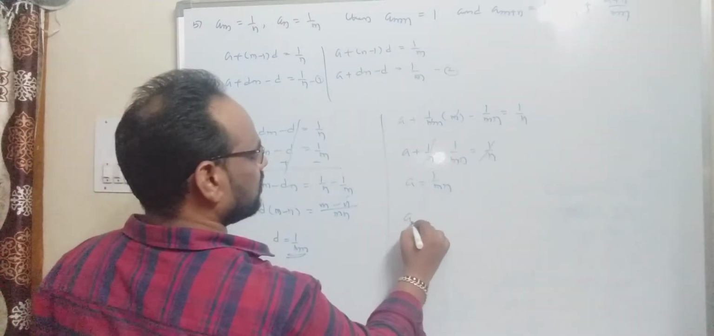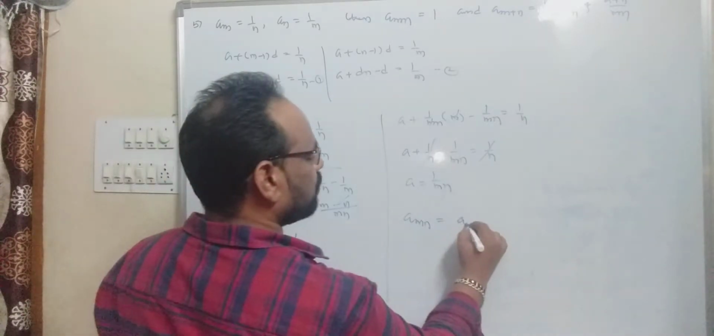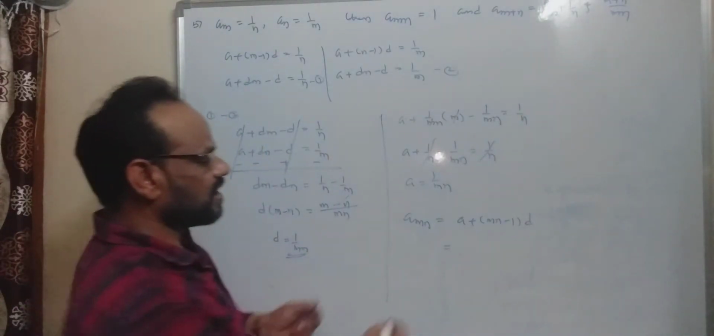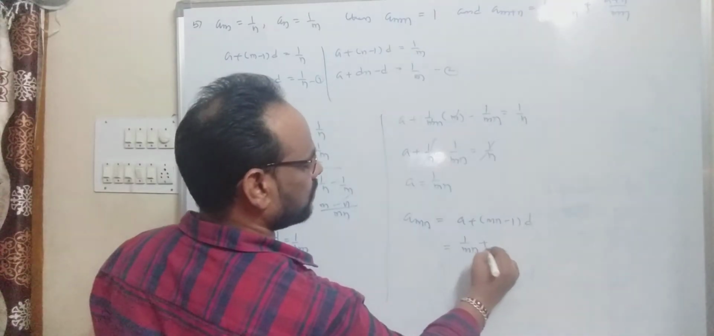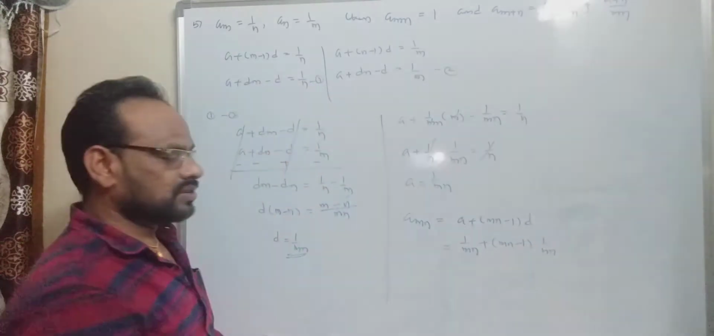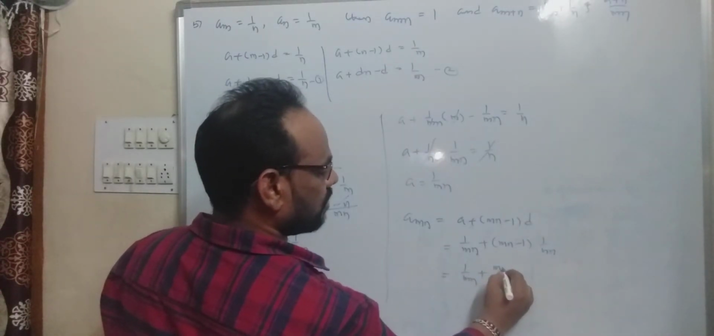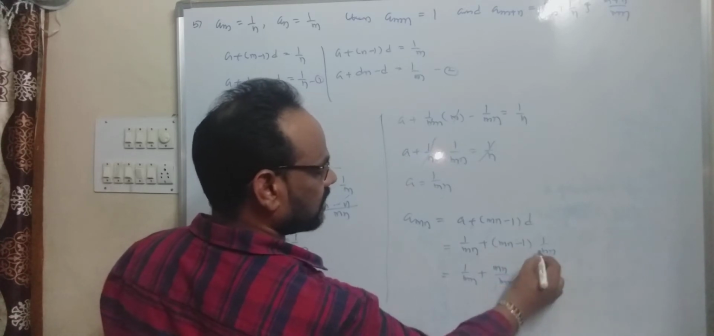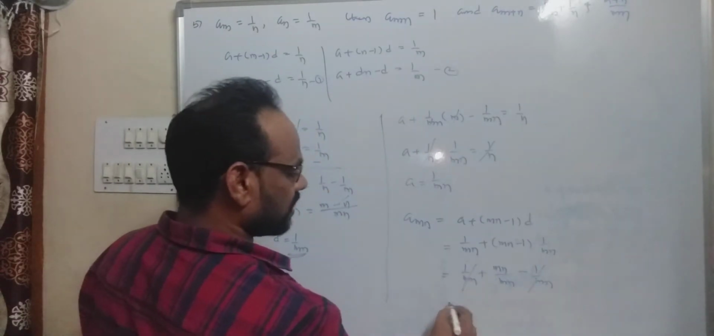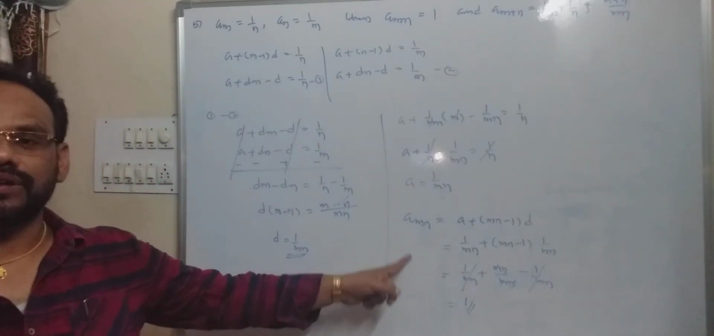We want the mnth term. The mnth term is nothing but a plus (mn minus 1) into d. If you substitute the a value here, 1 by mn plus (mn minus 1) into 1 by mn. So that is equal to 1 by mn plus mn by mn minus 1 by mn. So plus 1 by mn and minus 1 by mn get cancelled, mn by mn cancels. That is nothing but 1. So the mnth term is always 1.